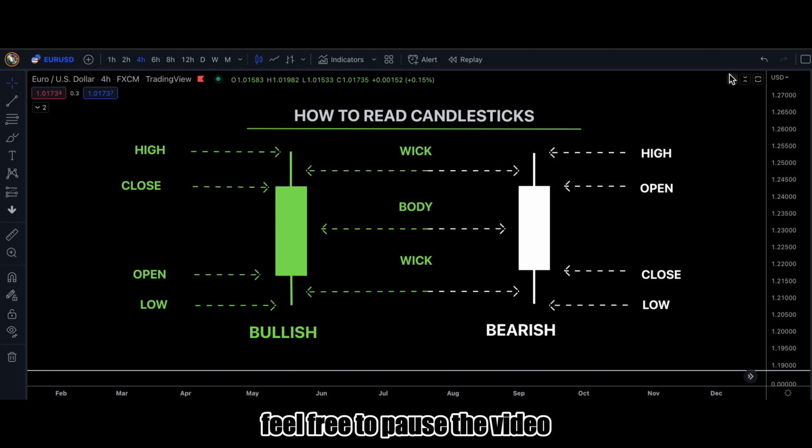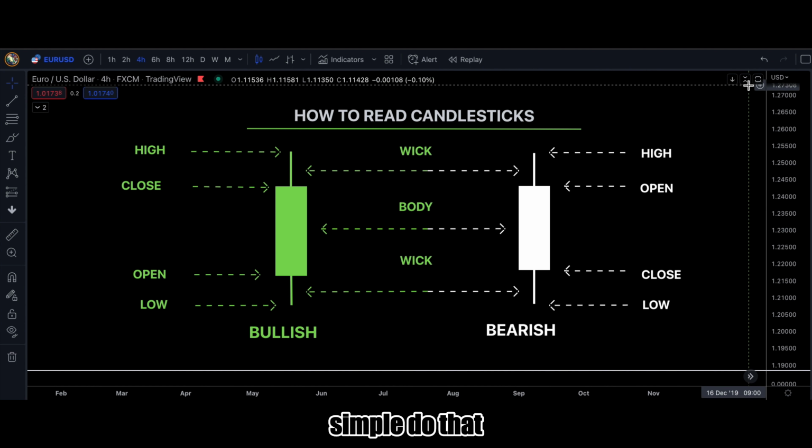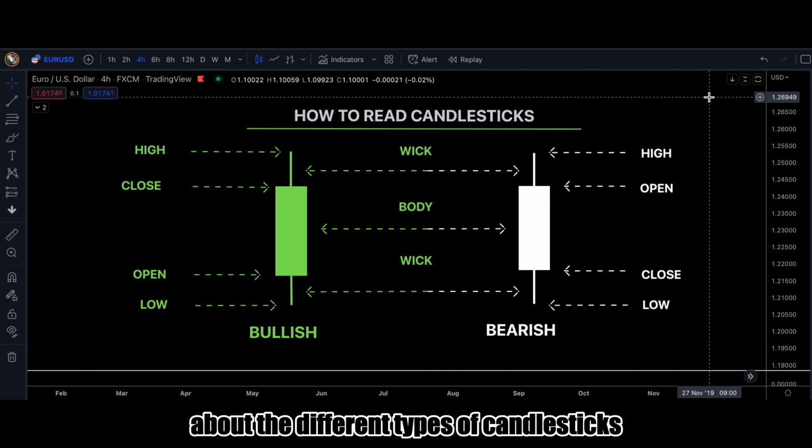Now what I want to do is I want to go through, and if you fully understand this, feel free to pause the video, feel free to screenshot this. If you need to keep this anywhere simple, do that. But now what I want to do is I want to go through and I want to talk about the different types of candlesticks, right?